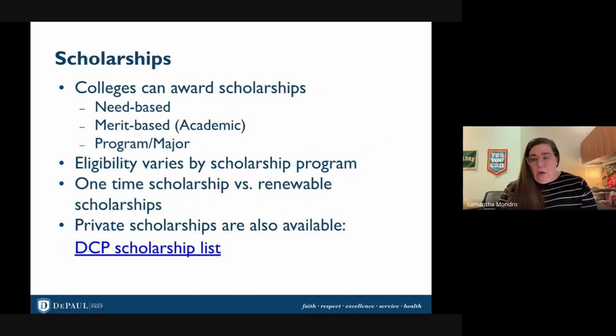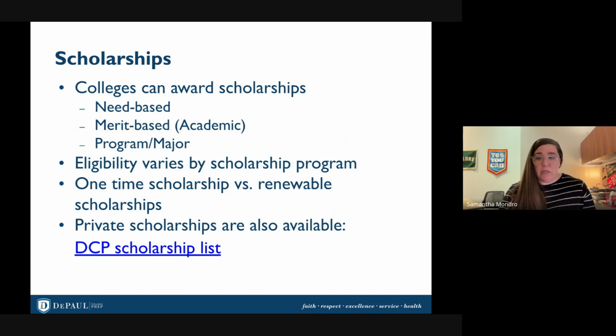Now, scholarships are going to be on your award letter as well. Sometimes they show up on your acceptance letters too. They will say, you've been accepted to this school, you have the presidential scholarship. So you want to make sure anything that was listed on your acceptance letter also shows up on your financial aid offer. Colleges can award scholarships that are need-based, based on your FAFSA information, or merit-based, based on your academic performance, most likely the transcript that you sent to the school, as well as the program or the major that you might be interested in.